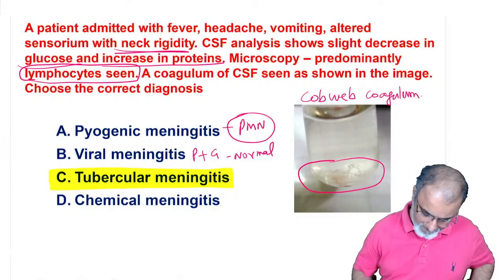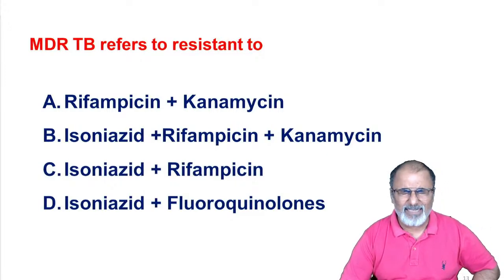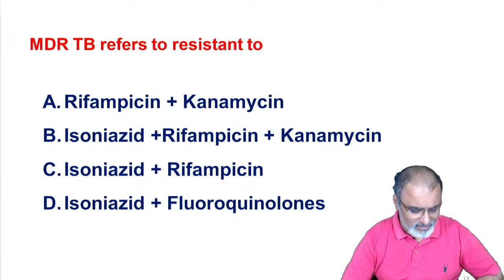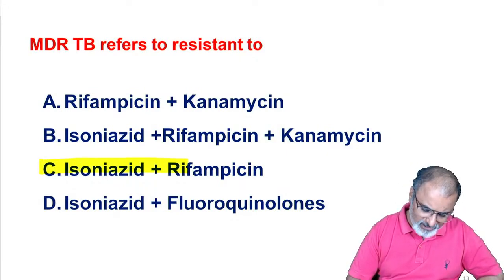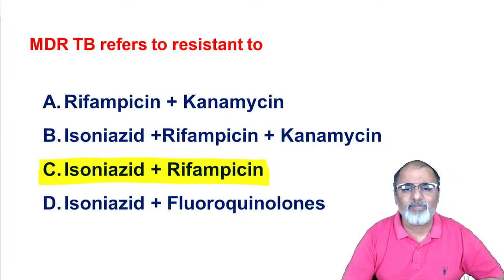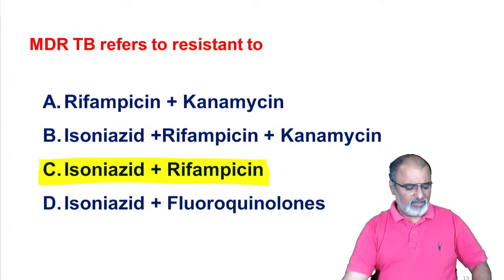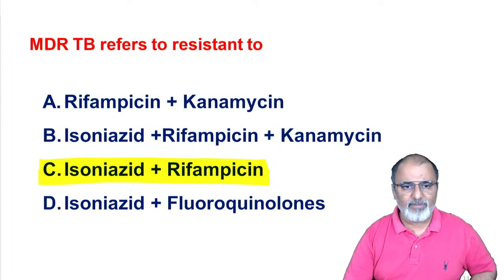Next is, MDR TB refers to resistance to. It's a very simple, direct question. If you know the definition, you can answer. When Mycobacterium tuberculosis is resistant to two drugs, irrespective of any other first-line drug: yes, beautifully answered. People are shooting. Resistant to isoniazid and rifampicin, then it is called MDR TB. Irrespective of any other first-line drug, if it is resistant to isoniazid and rifampicin, we call it MDR TB.